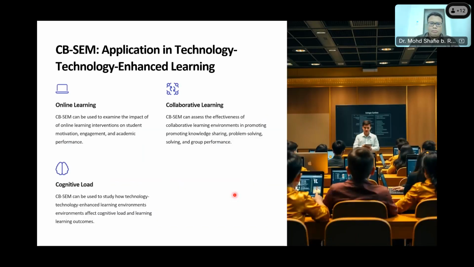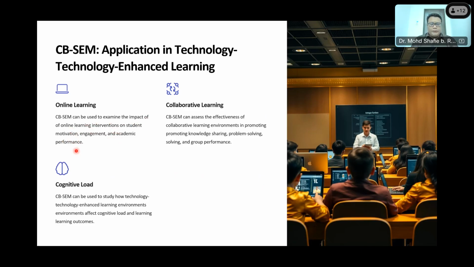So this is basically what covariance-based SEM is and what partial least square SEM is, and the differences between the two. Then we're going to focus on how, for example, you apply covariance-based SEM in a technology enhanced learning study. You can use it to understand online learning, for example. It can be used to determine the impact of online learning intervention on student motivation, engagement, and academic performance.